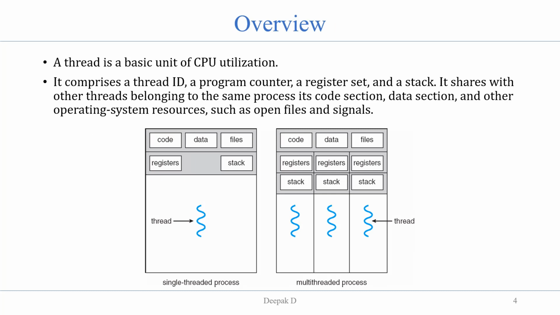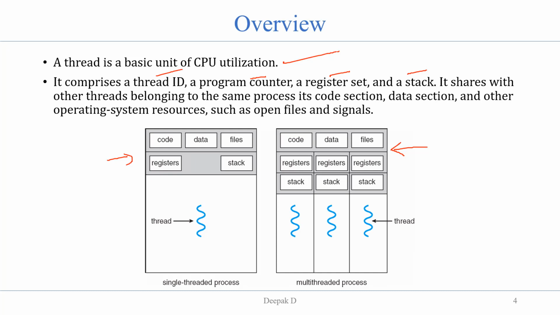What do you mean by thread? A thread is a very basic unit of CPU utilization. What does a thread consist of? It consists of basic components like a thread ID, program counter, register set, and the stack. You can see the pictures here: one is a single threaded process and the other is a multi-threaded process.